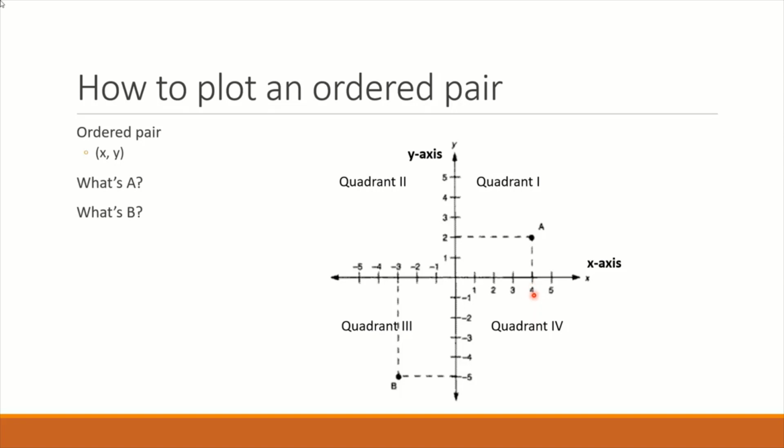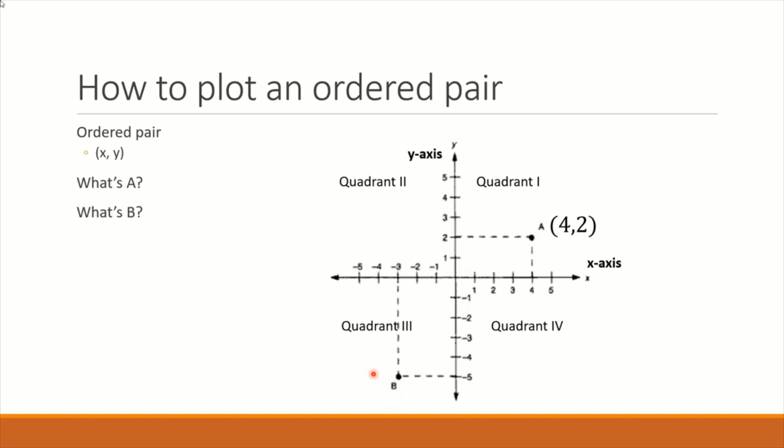So with points, you have an x-coordinate and a y-coordinate, kind of like the latitude and longitude on your GPS, to tell you where you are. You always start with the x-coordinate, so it would be 4, and then your y-coordinate would be 2, so this point right here would be (4, 2).